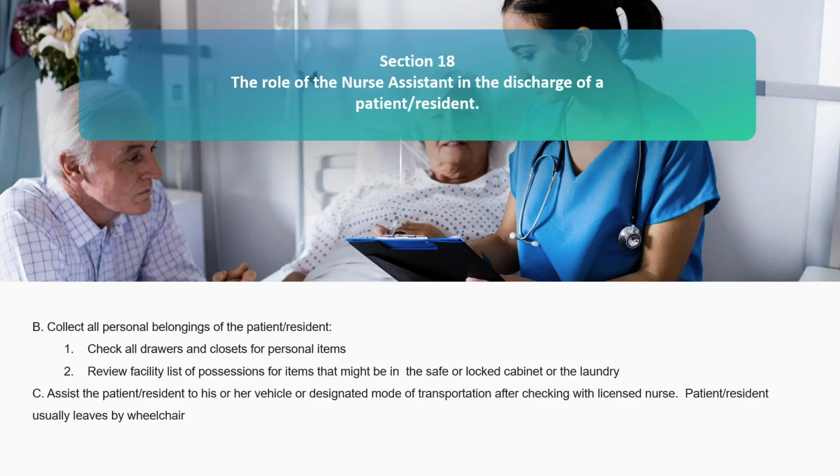Collect all personal belongings of the patient or resident. Check all drawers and closets for personal items. Review the facility list of possessions for any items that might be in the safe or a locked cabinet or the laundry. Assist the patient or resident to his or her vehicle or designated mode of transportation after checking with the licensed nurse. Patients and residents usually leave by wheelchair.